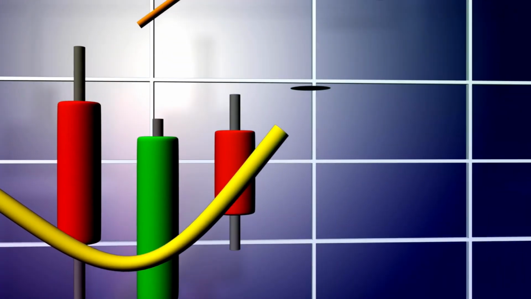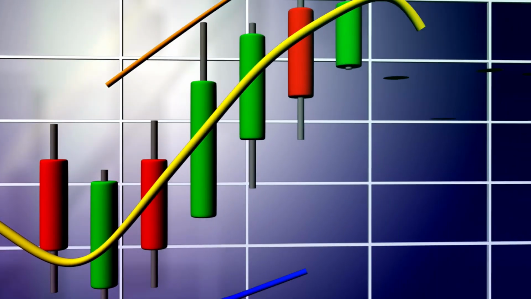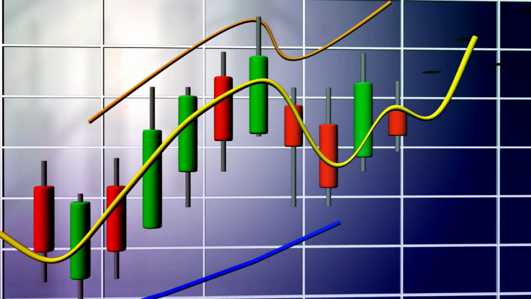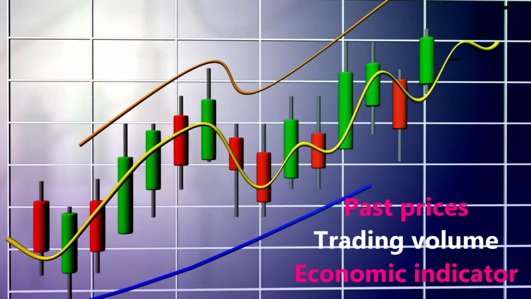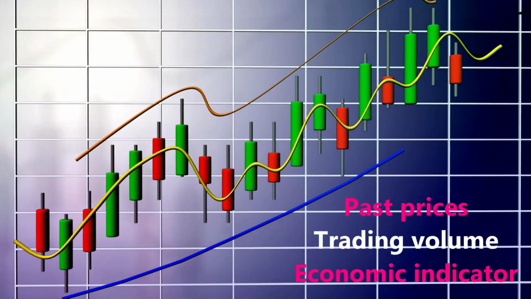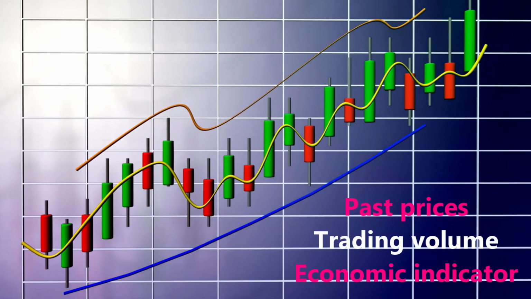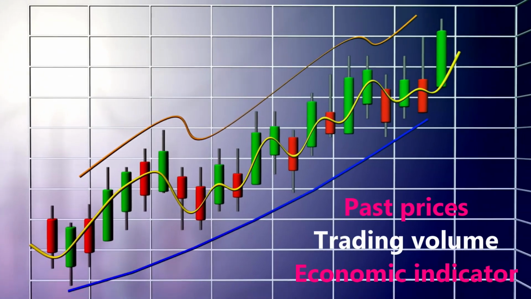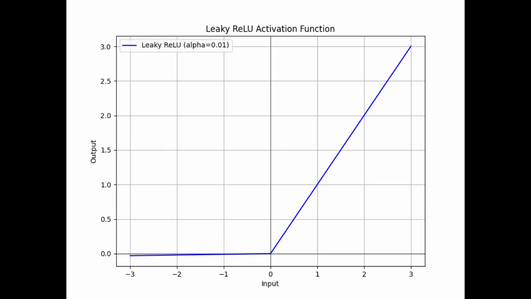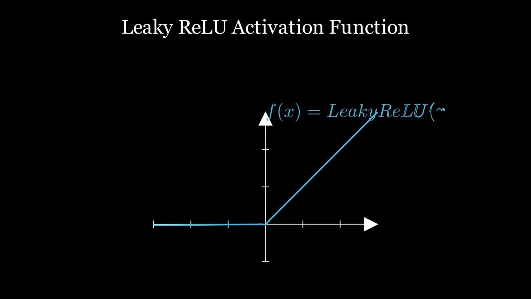Imagine you're building a neural network to predict stock prices. The inputs to the network include past prices, trading volumes, and economic indicators. Each neuron in the network processes these inputs by applying weights and summing them up. Unlike the standard ReLU, which outputs 0 for any negative input, Leaky ReLU allows a small non-zero output for negative inputs. This seemingly small change has a big impact.